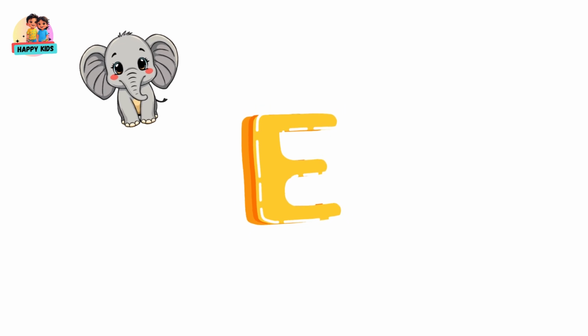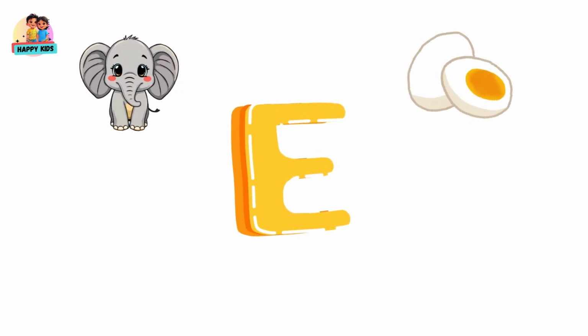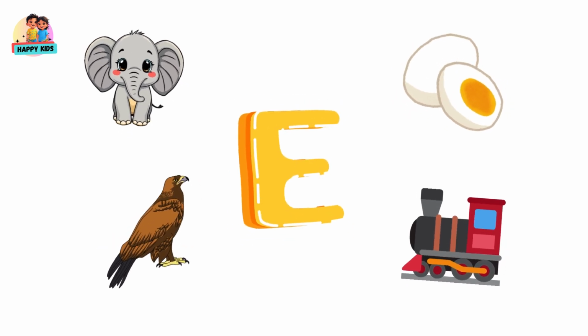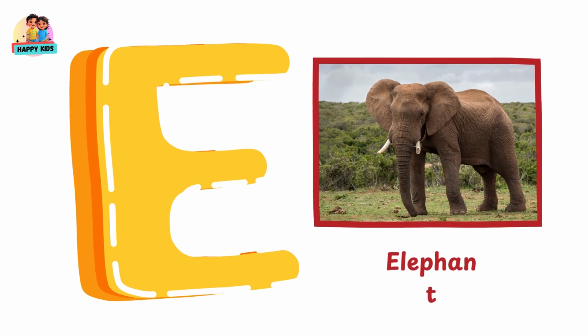This is E. E is for elephant. E is for egg. E is for eagle. E is for engine.